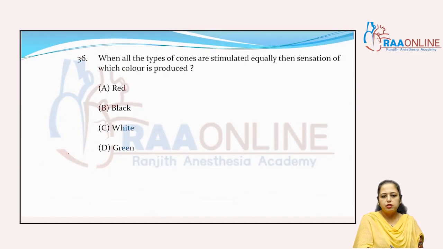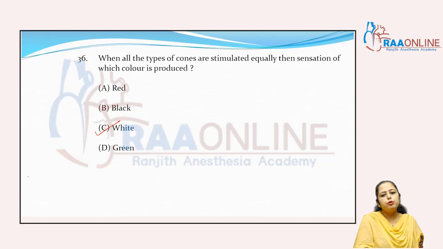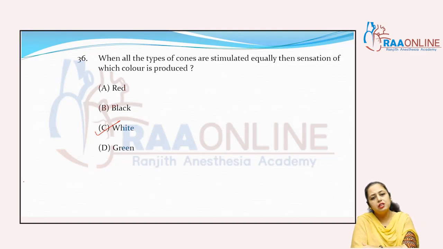Come to the next question, that is 36. When all types of cones are stimulated equally, then the sensation of which color is produced, right? If all the cones are stimulated equally, then there is the neutral, and the color produced is white, right? That is white, blank. Clear? That is not blackout, that is the white color produced here.